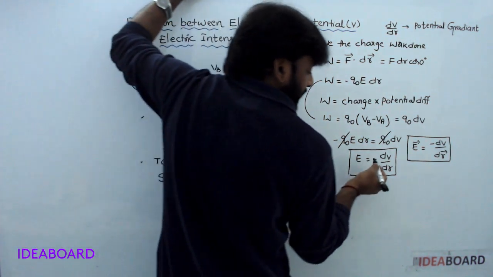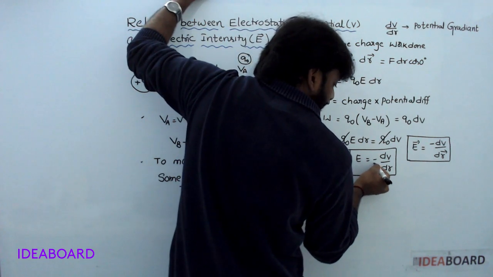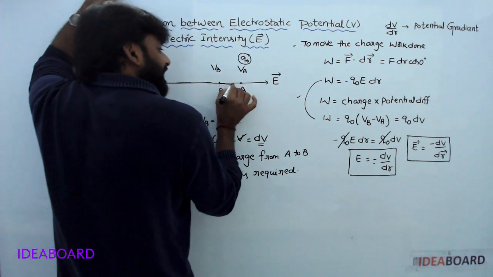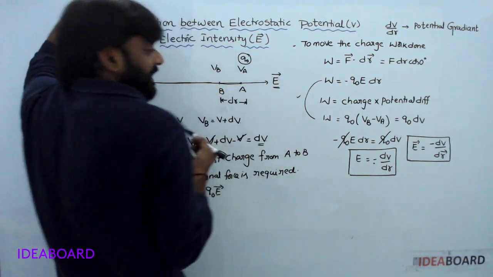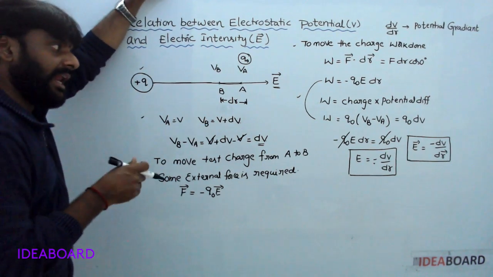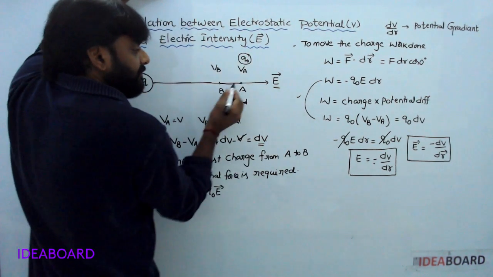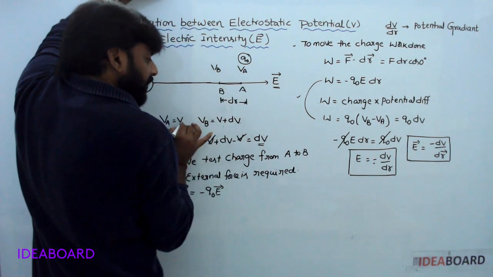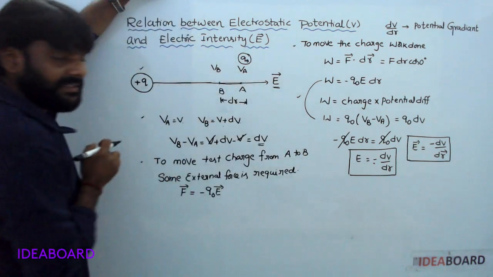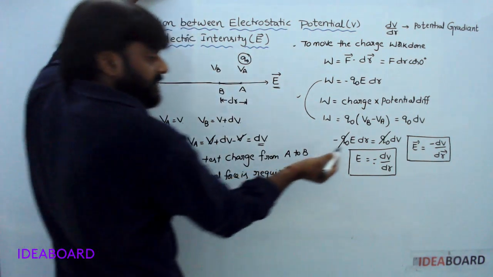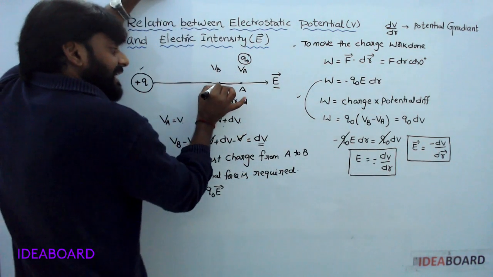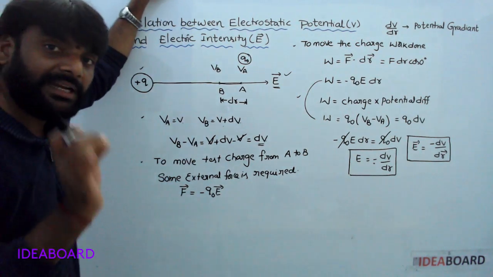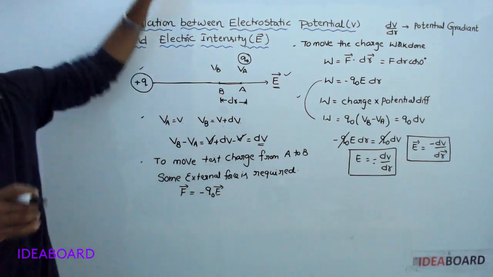The main important point here: the negative sign indicates that potential decreases along the field direction. See, at B it is V plus dV and at A it is only V. That means it is decreased. Here the negative sign indicates potential decreases along the field direction. Understood?